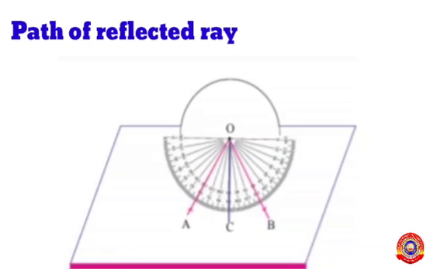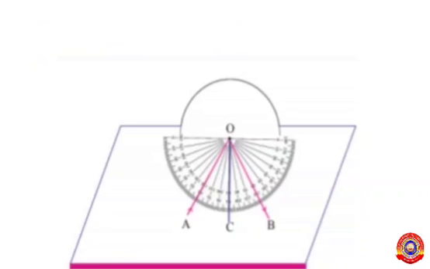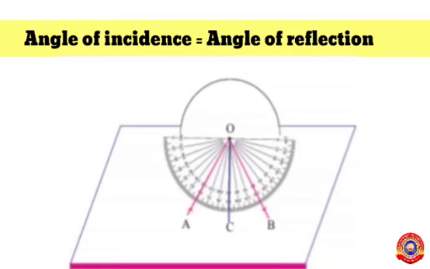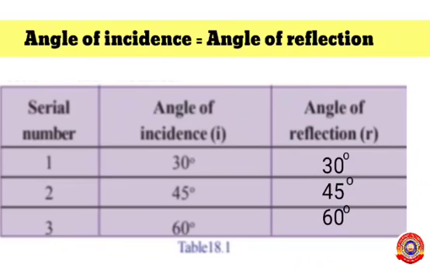Try to draw the path of the reflected ray. Let's consider the path of the reflected ray is OB. Then find out the angle of reflection. What do you see? You can understand that the angle of incidence is equal to the angle of reflection. Repeat the experiment by changing the angle of incidence and analyze the readings. What have you understood from that? Yes, the angle of incidence is always equal to the angle of reflection. Once again, the angle of incidence and angle of reflection are equal in spherical mirrors.